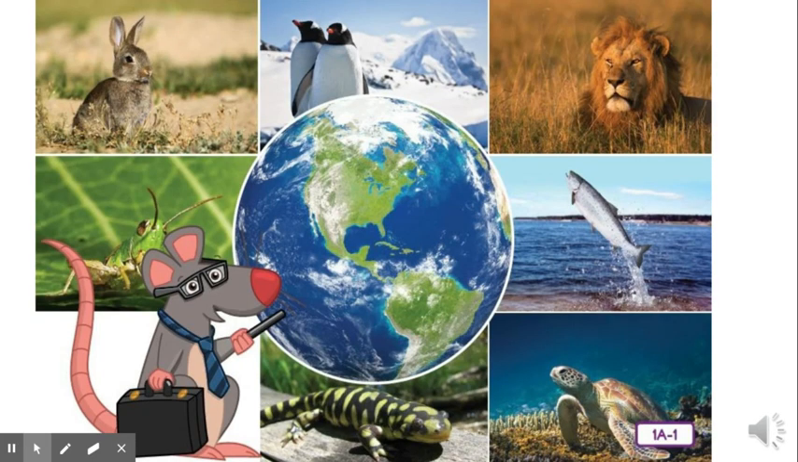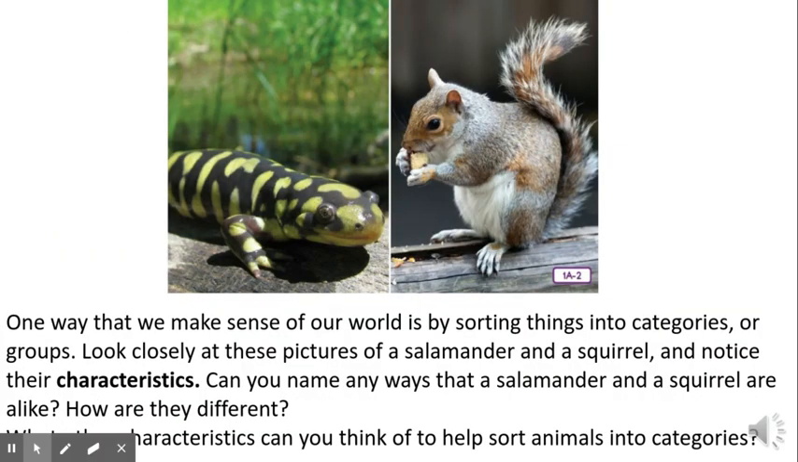So here's a bunch of different kinds of animals that you can see in this picture. One way that we make sense of our world is by sorting things into categories or groups. Look closely at these pictures of a salamander and a squirrel, and notice their characteristics. Can you name any way that a salamander and a squirrel are alike? How are they different?